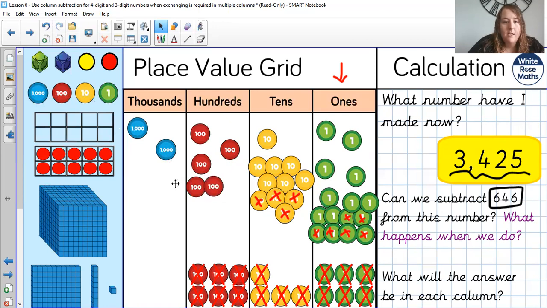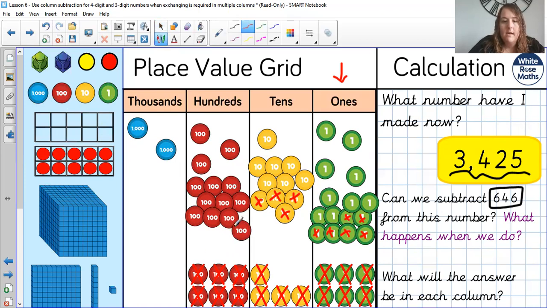1, 2, 3, 4, 5, 6, 7, 8, 9, and 10. So I can now subtract 6 from there. 1, 2, 3, 4, 5, 6. Brilliant. And my 2,000, I don't have any thousands to subtract. Let's work out what answer we have.